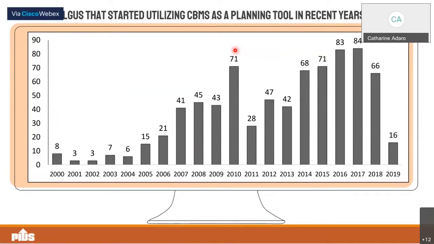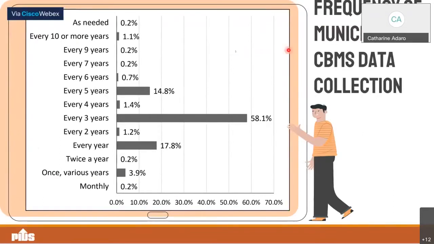Next slide, please. In terms of the frequency of data collection, majority or 58.1% of the LGUs that use CBMS collect data every 3 years. Others claim to conduct CBMS data collection every year, while some every 5 years. These responses have shares of 17.8% and 14.8% respectively.